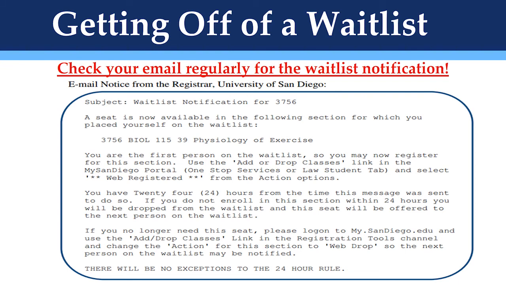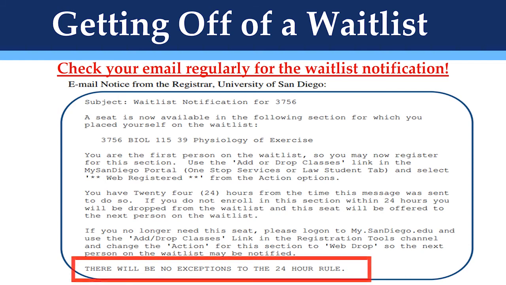If you get a spot off the waitlist, you will get an email notification to add the course within 24 hours, so make sure that you're checking your USD email frequently. If you are first on a waitlist and the spot opens up, you will immediately receive an email notification to your USD email address. This email will give you 24 hours from the time received to add the course. Please remember to check your email regularly while you are on a waitlist.